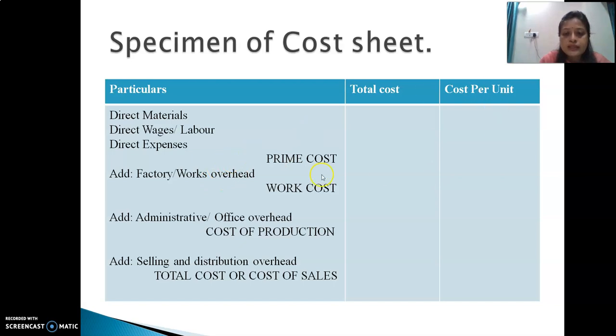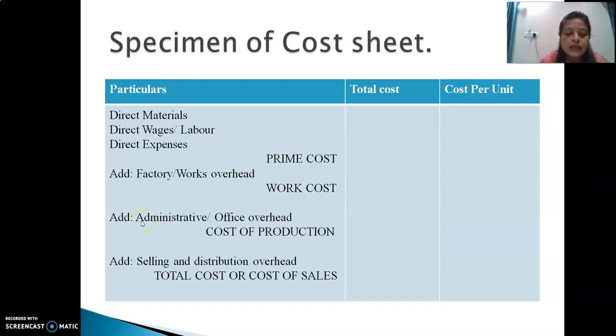So this is the format: direct material, direct wages, then direct expenses. Adding these three, we will get prime cost. Then add the factory and work overheads. Adding factory overhead with prime cost, we will get work cost.